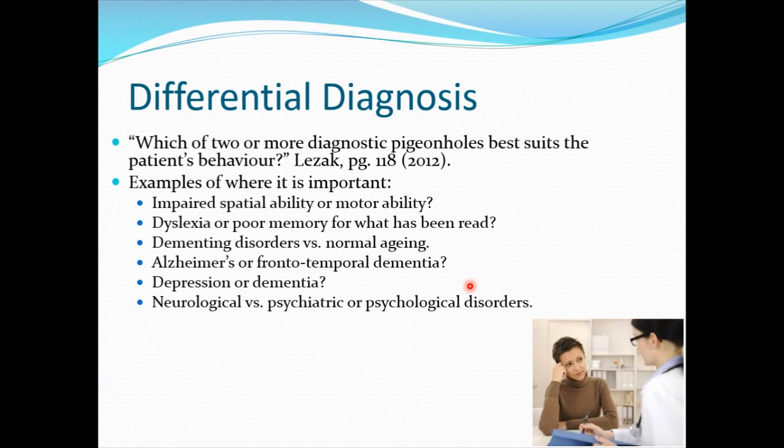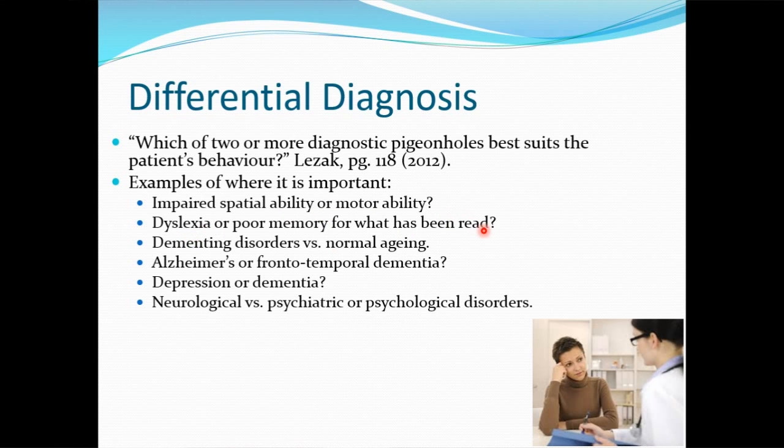Very importantly, you need to keep in mind differential diagnosis. Many things look like other things, and you need to make sure that what you think it is isn't actually something else. Okay? So the way Lezak puts it is, which of two or more diagnostic pigeonholes best suit the patient's behavior? And examples of where this is important is where there's impaired spatial ability or motor ability. You know, so a lot of our tests of visuospatial ability requires motor movement. So if somebody does badly in that test, is it because there's a motor problem or because there's a visuospatial problem?